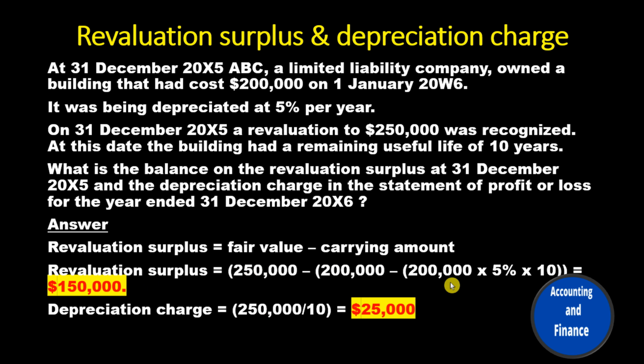$250,000 minus ($200,000 minus $200,000 times 5% times 5) equals $100,000. Depreciation charge equals $250,000 divided by 10 equals $25,000.